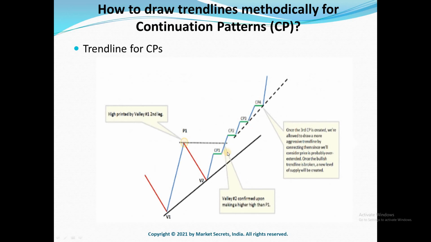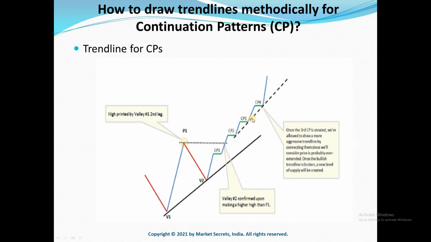Once three CPs are formed continuously, you can draw an aggressive trend line connecting all three CPs. If there is a fourth CP, you can move the trend line. Just like you move the trend line for valleys and peaks whenever a new valley or peak is formed, you need to keep on moving this aggressive trend line whenever a new CP is printed.